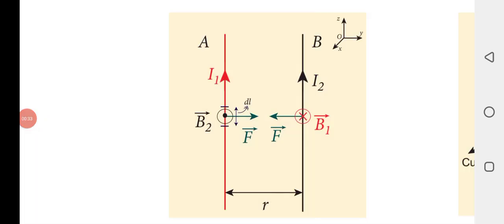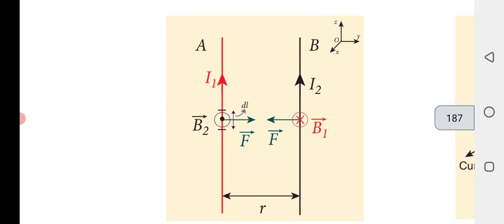Let us assume in this picture there are two parallel current carrying conductors, A and B, separated by a distance R. The current moves in the same direction in both conductors, with current values I1 and I2. You know the thumb rule very well.